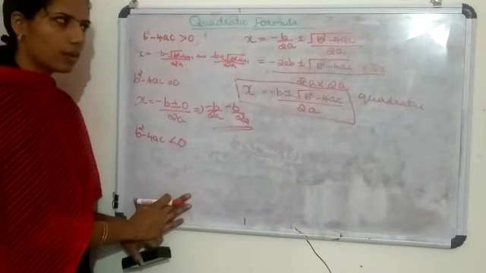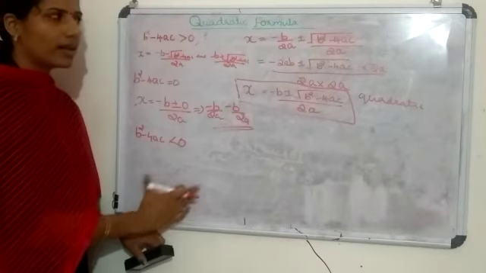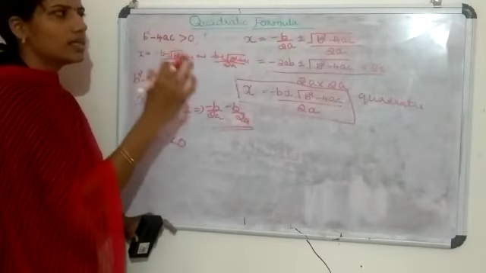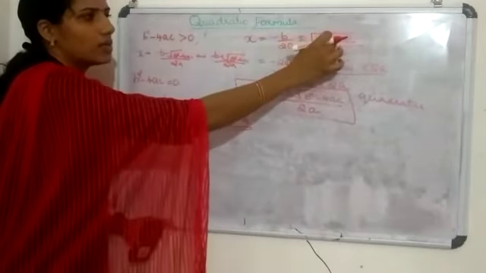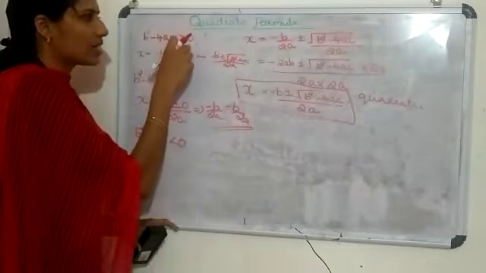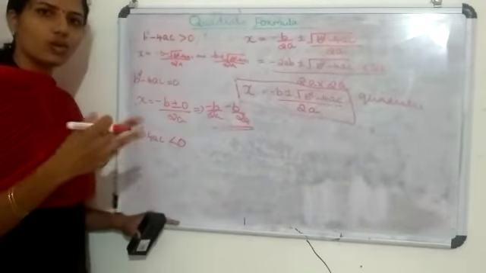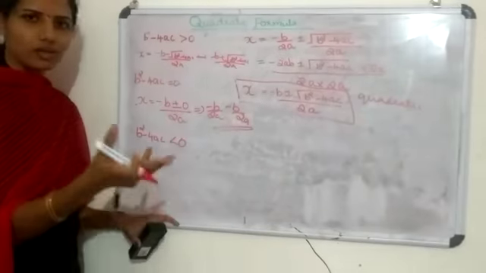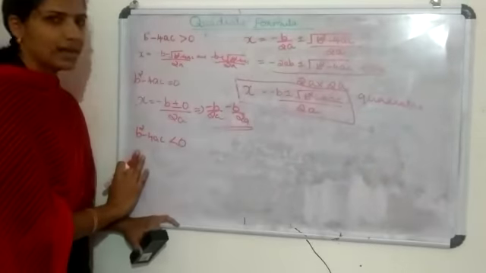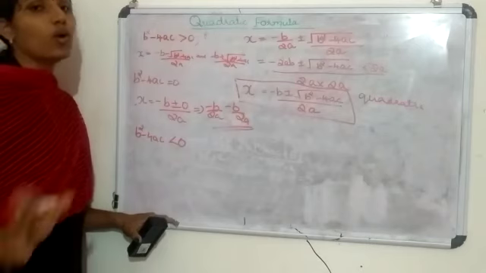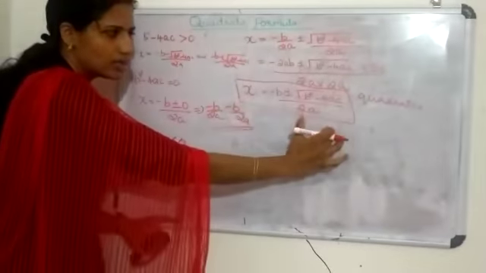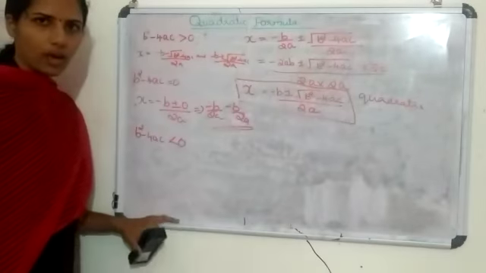If a question asks you to find the nature of the roots of a given equation, you just calculate b square minus 4ac. If it is greater than 0, the equation has two distinct real roots. If it is equal to 0, the equation has two equal roots. If it is less than 0, the equation has no real roots. That much only. It is an easy concept. When you understand this, it is easy. Okay, clear?